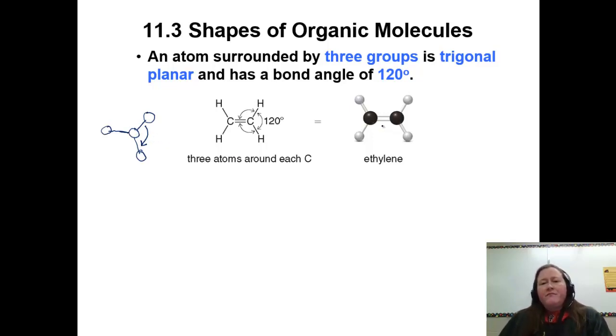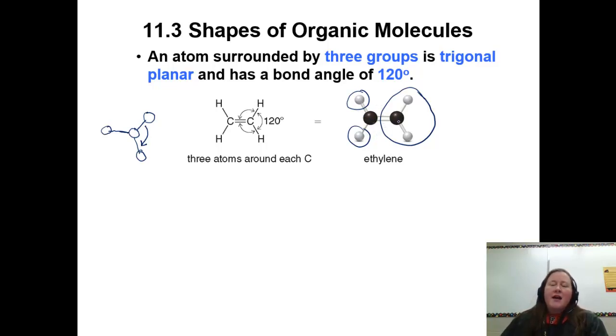Now this structure here has a double bond, and when you look at it, this atom has three groups attached. So this is one group, this is one group, and this is one group. So when I'm looking at this atom right here, this bond angle is 120 degrees. And I can look at it with respect to this atom as well, and it acts the same. That is called a trigonal planar.